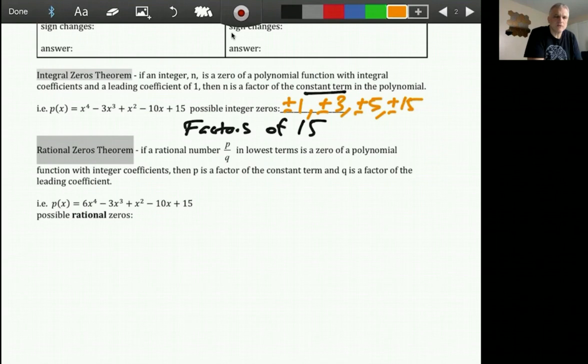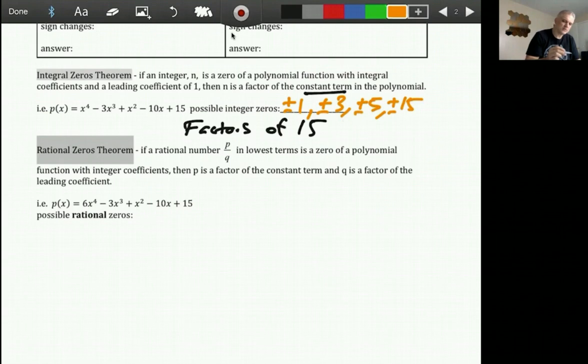So if you are going to only look for the whole numbers and the negative whole numbers, the integers, then these are your only 8 options: positive or negative 1, 3, 5, and 15. Those are the only possible ones. If you see your graph and you think it looks like it's going through 2 at the x-axis, you know it's not. It might be like 2.1, but it's not 2. How do I know? Because these are the only possible integers that could be x-intercepts of this function. So that's your integral zeros theorem.